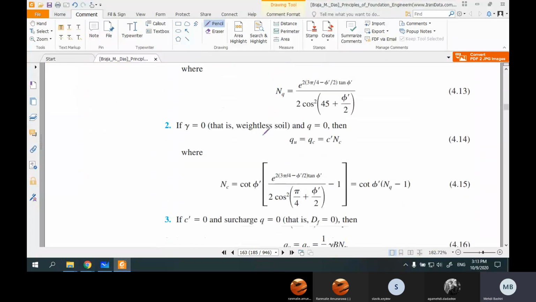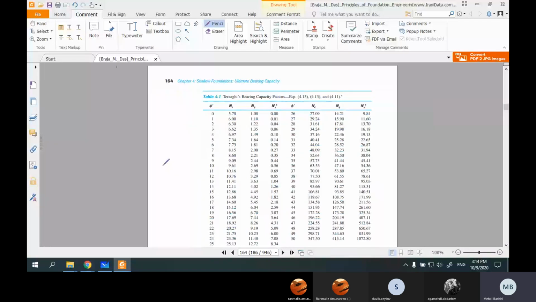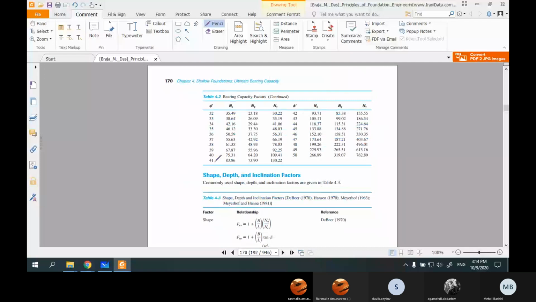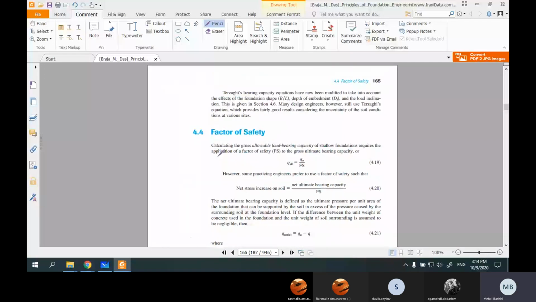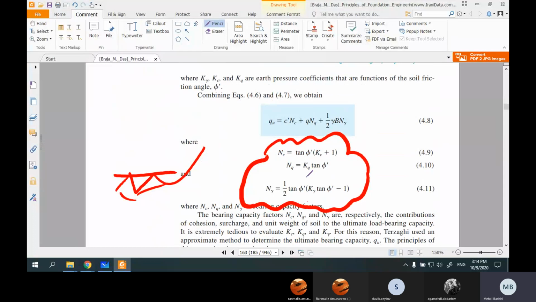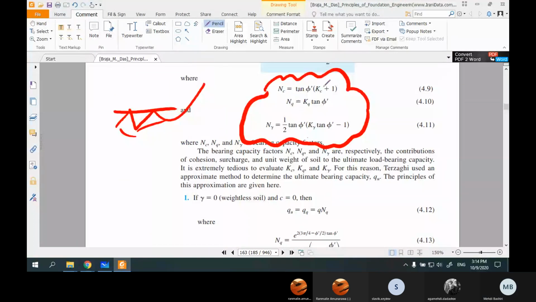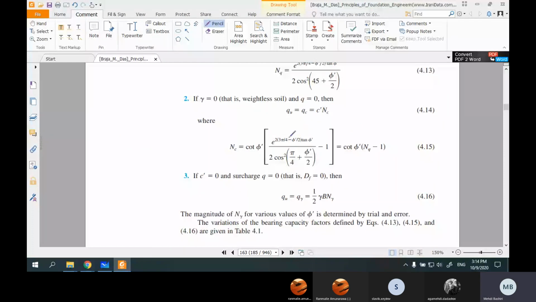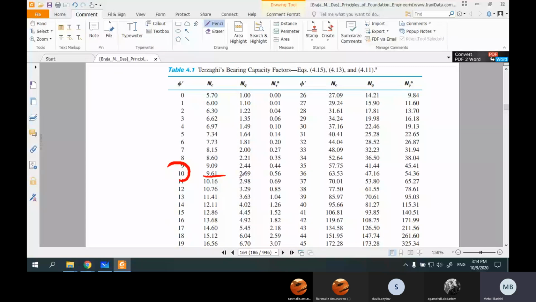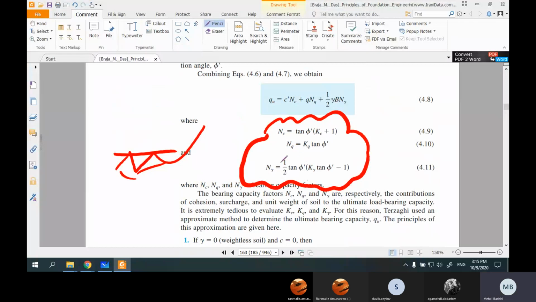To make this easier, researchers suggested their own tables. Let me see if I can find the other table. Yes. So what are these tables? If you know your phi, you can use this table. For example, you know the phi is 10 degrees. Instead of calculating these formulations, you can use this table, and you'll see that Nc is 9.61, Nq is 2.69, and N gamma is 0.56. So instead of doing these calculations, you can easily use these tables.